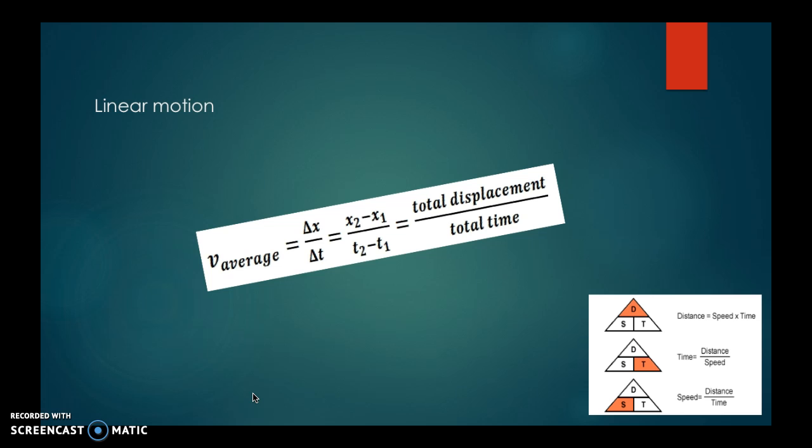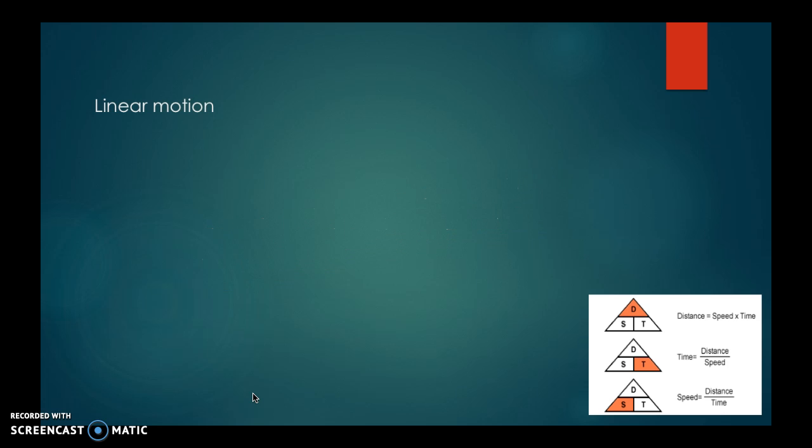Distance is the sum of all movements and doesn't include direction. Displacement, however, is the distance from the start to the finish of an object's movement. Displacement depends on directions such as positive and negative, north, east, south, west, and angles.